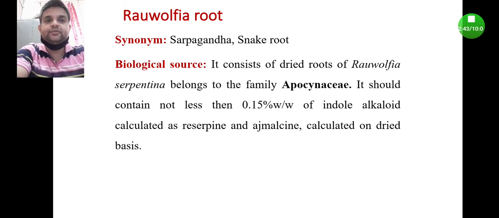Coming to the biological source, it consists of dried roots of Rauwolfia serpentina, belonging to the family Apocynaceae. It should contain not less than 0.15% w/w of indole alkaloids calculated as reserpine and ajmalicine, on a dry basis. So basically it is an alkaloid containing drug. Mainly it contains reserpine and ajmalicine.